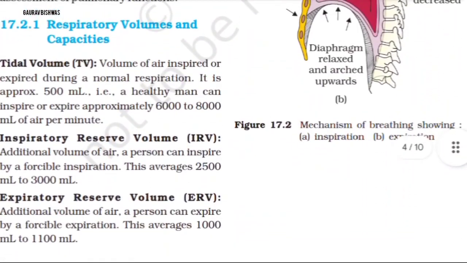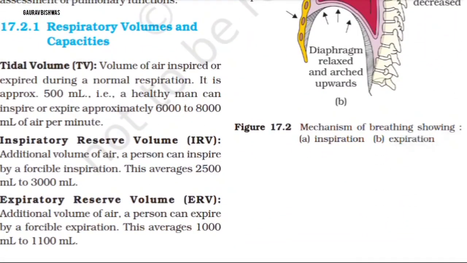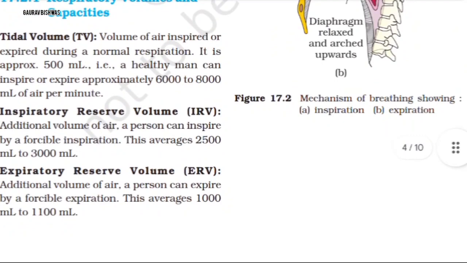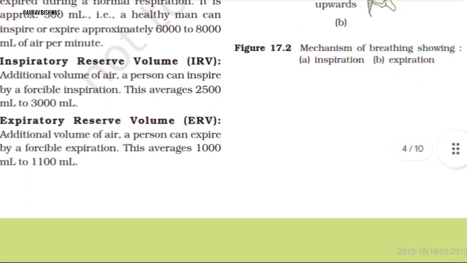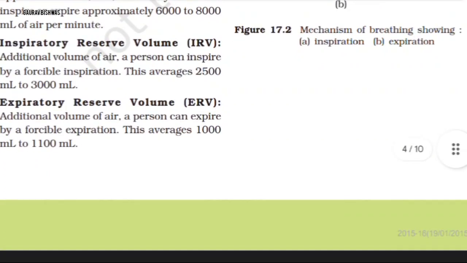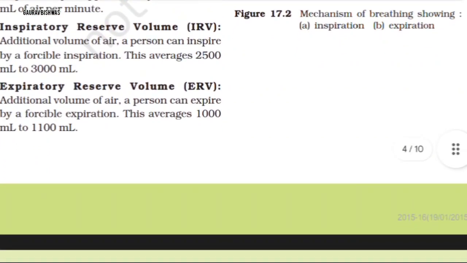Now 17.2.1, respiratory volumes and capacities. Tidal volume, that is TV, is the volume of air inspired or expired during normal respiration. It is approximately 500 ml, i.e., a healthy man can inspire or expire approximately 6,000 to 8,000 milliliters of air per minute. Inspiratory reserve volume, IRV, is the additional volume of air a person can inspire by forcible inspiration. This averages 2,500 to 3,000 milliliters.